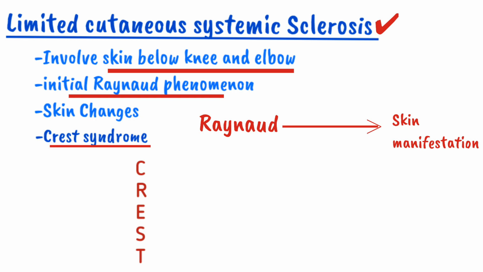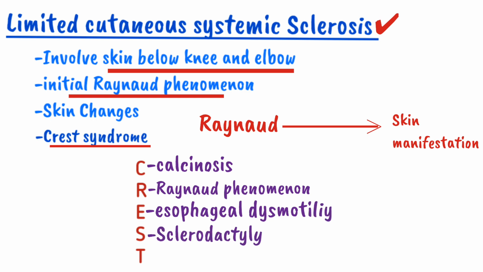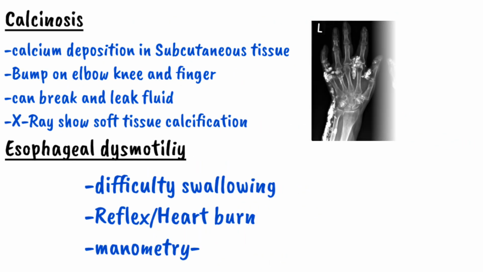The CREST is a mnemonic in which C stands for calcinosis, R stands for Raynaud phenomena, E stands for esophageal dysmotility, S stands for sclerodactyly, and the T stands for telangiectasia. So these are the characteristic feature of limited form. So that is why it is called as a CREST syndrome. So let's discuss CREST now.